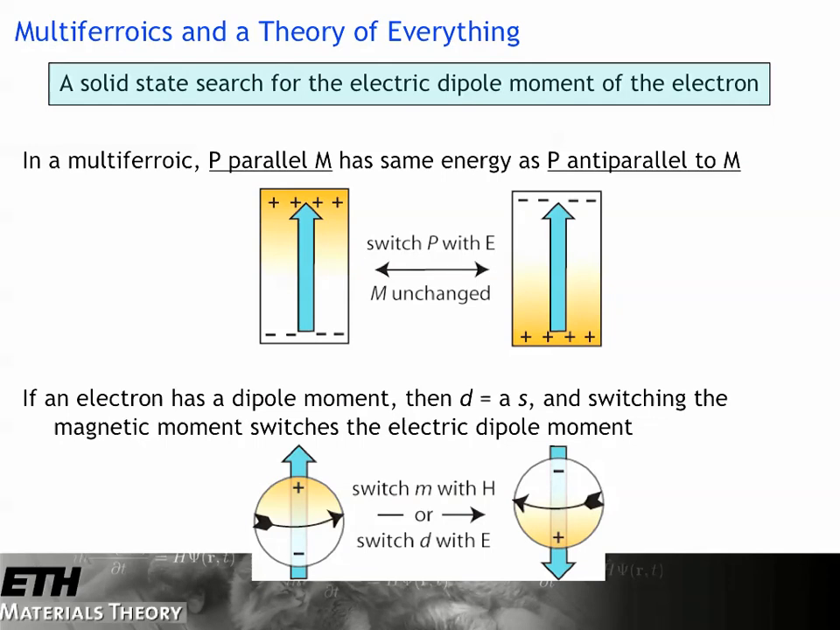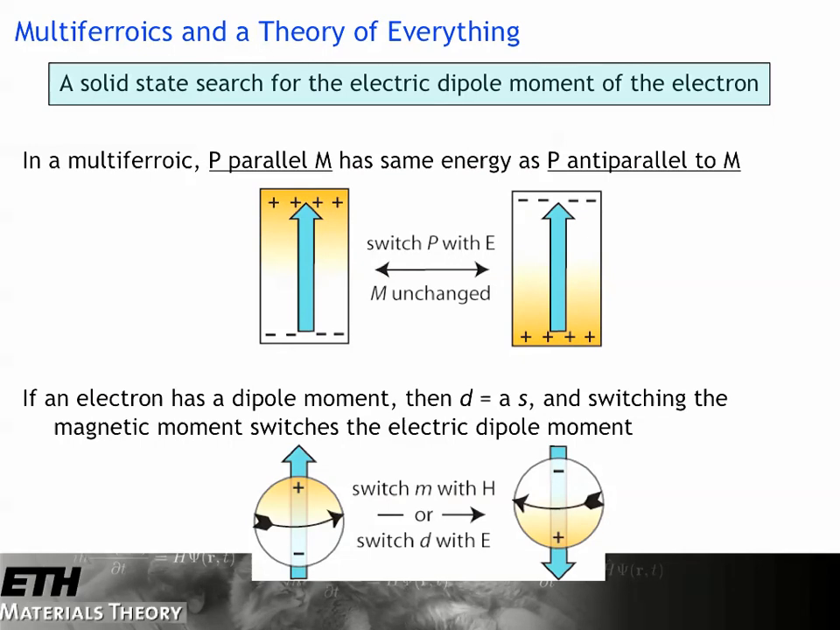So we just looked in a conventional multiferroic at what happens to the magnetism when we switch the polarization by 180 degrees. And I kind of showed you with cartoons, you can also derive this through Landau symmetry analysis, that if I have the magnetism and the polarization parallel to each other, that's energetically equivalent to having them anti-parallel. When I switch the polarization with an electric field, my magnetism is unchanged.